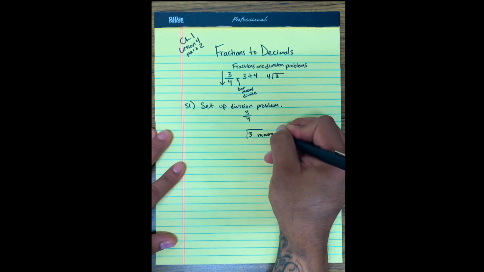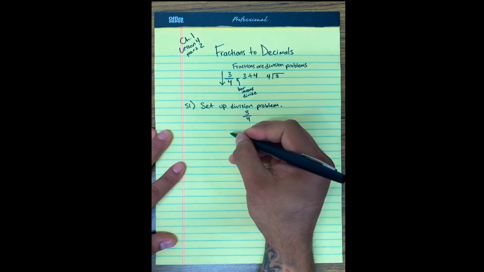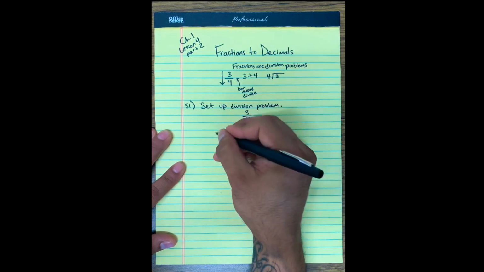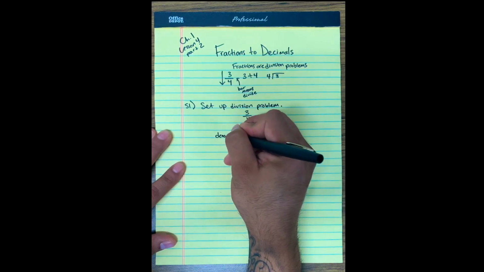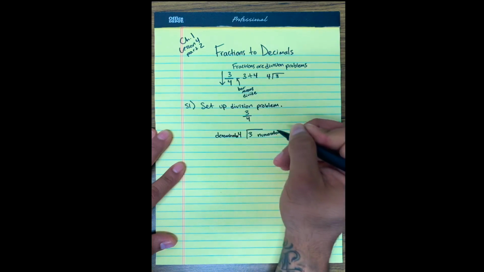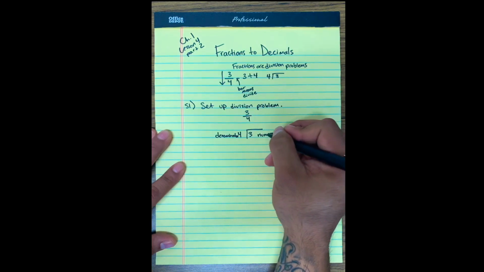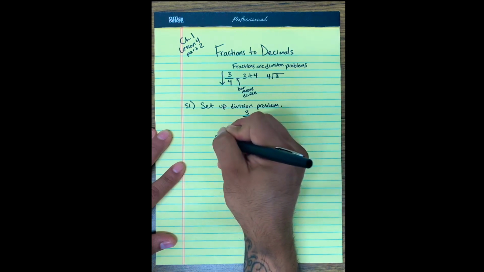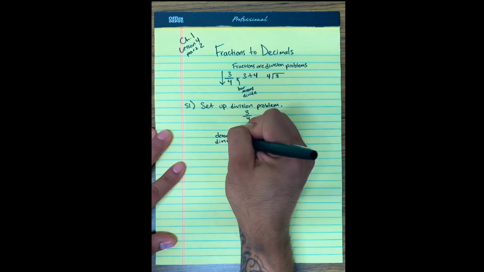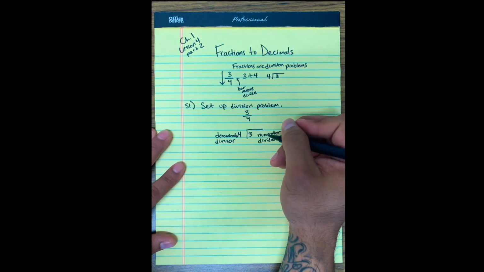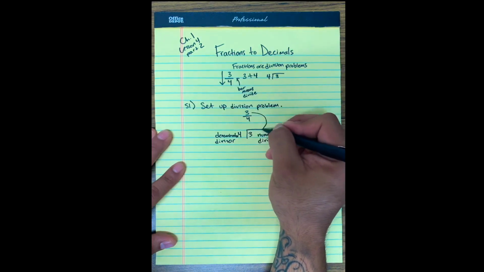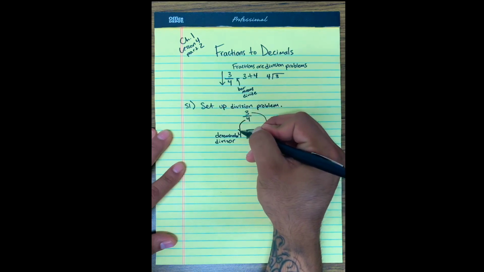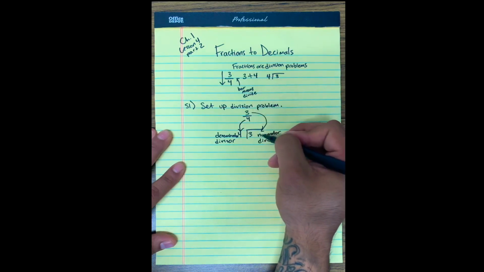The 3 is your numerator. Because if you read it 3 divided by 4, you're dividing the 3 by the 4. The 3 is your numerator. The 4 is the denominator. Another big word for the 3 is the dividend. The 4 is the divisor. 3 is the dividend because that's what you're dividing. The 4 is the divisor because that's what you're using to divide.